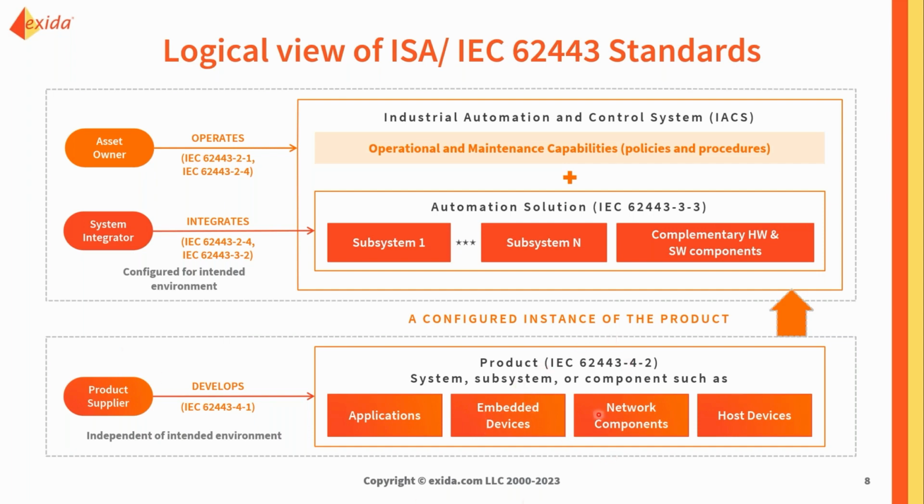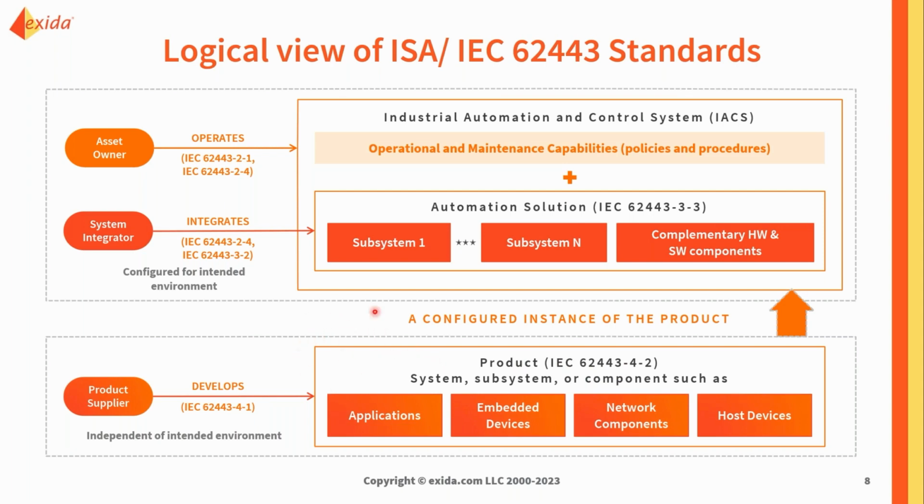But all of those components would fall under this product supplier umbrella, where they have to develop those products following their secure lifecycle. So 4-1 is their procedural aspect, and then meet security requirements against 4-2, which would be the security capabilities needed to achieve a different security level for that component.